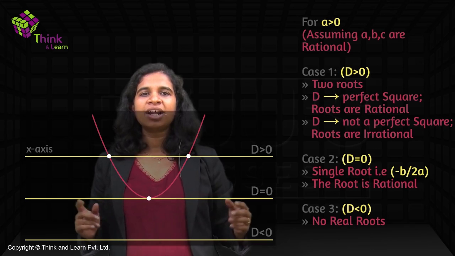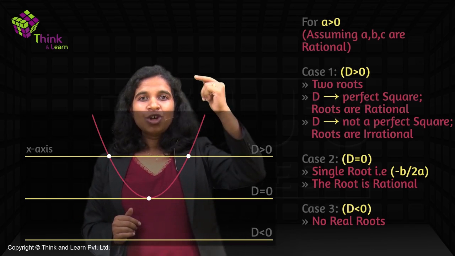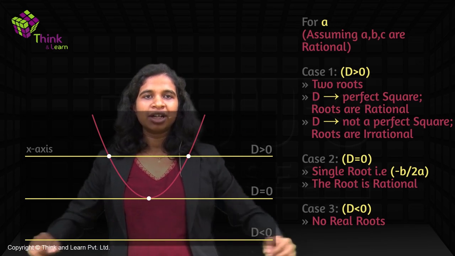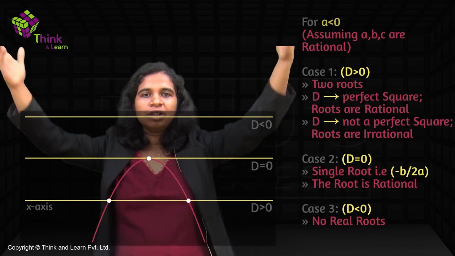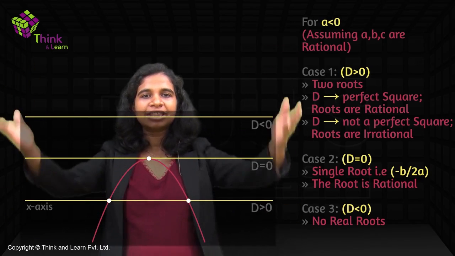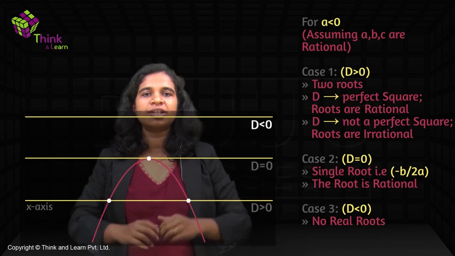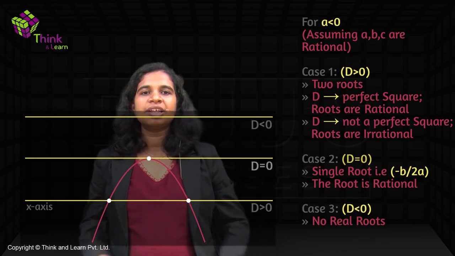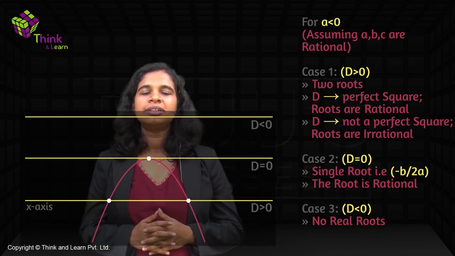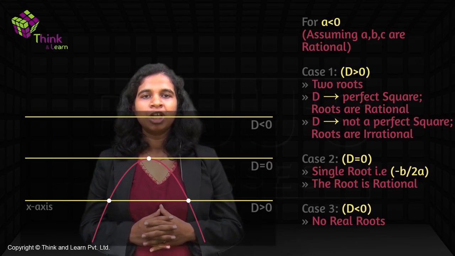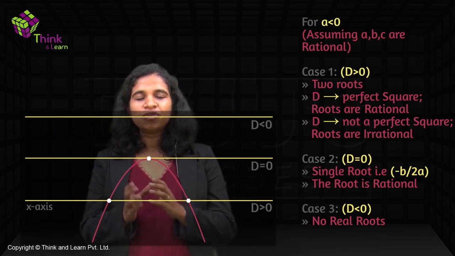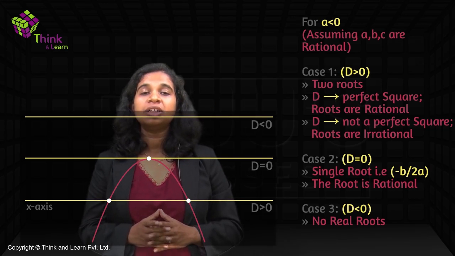It gets exactly reversed when the value of a is less than 0. That is, it's reverse. I take the entire thing and I flip it around. This is how your graph will look, right? So the x-axis will be right on top when d is less than 0, tangential when d is equal to 0, and cutting it when d is greater than 0. So that's how you will find the nature of the roots and locate the roots on a graph.